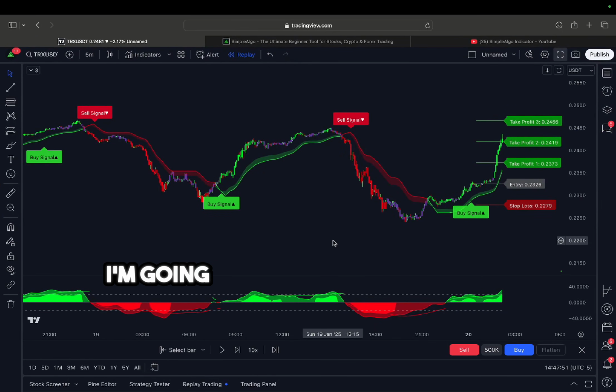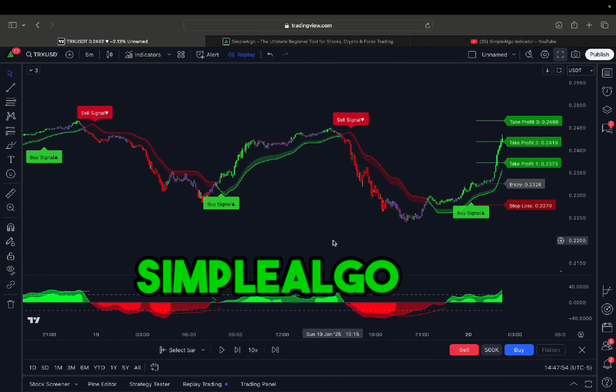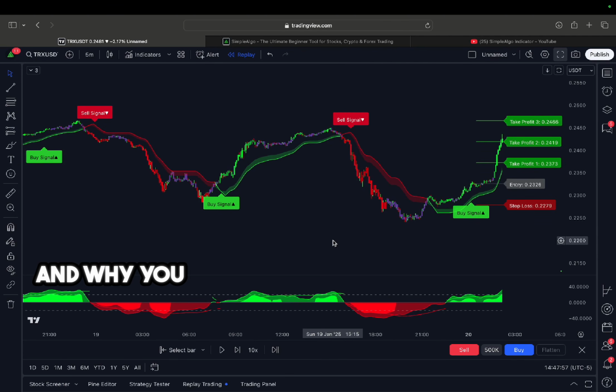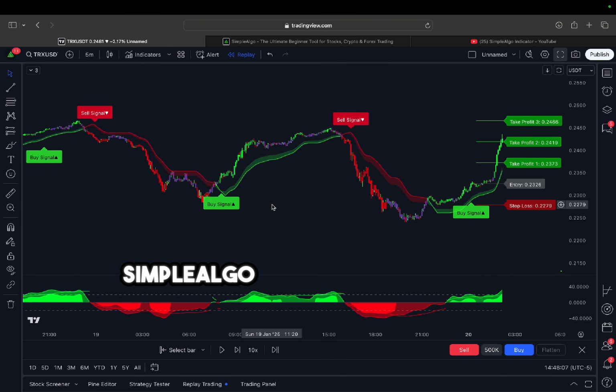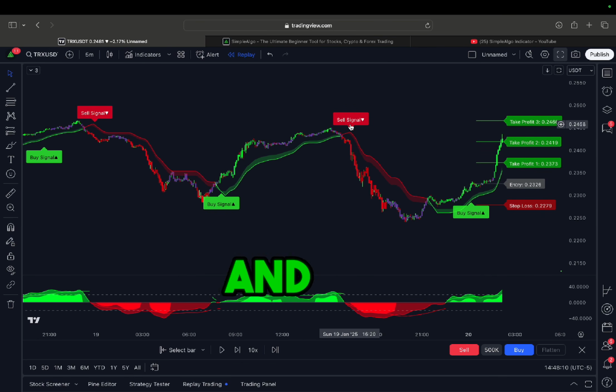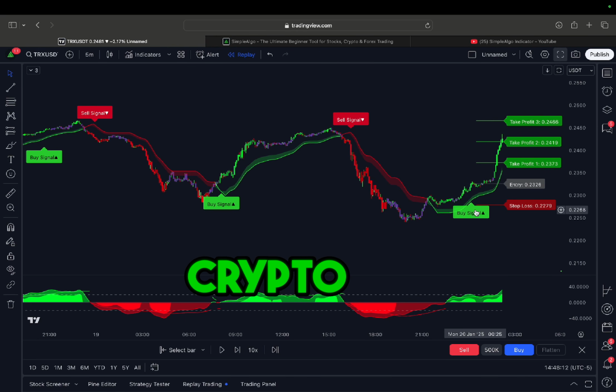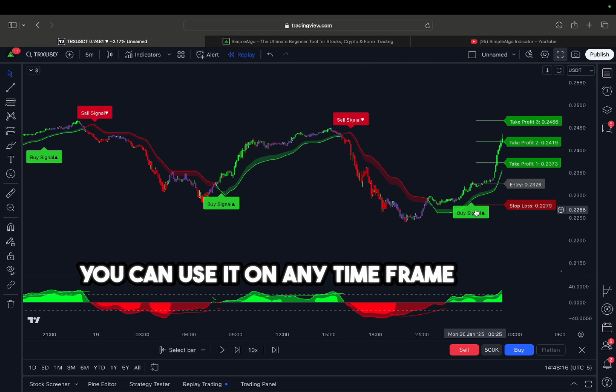In today's video, I'm going to be showing you everything you need to know about SimpleAlgo version 3 and why you need to start implementing it into your trading strategy. To start off, SimpleAlgo tells you the best times to buy and sell for any stock, crypto, forex, commodity, any market. You can use it on any time frame and any market.